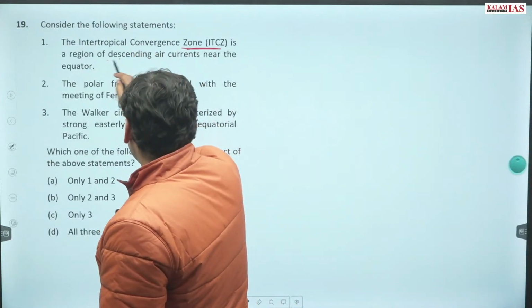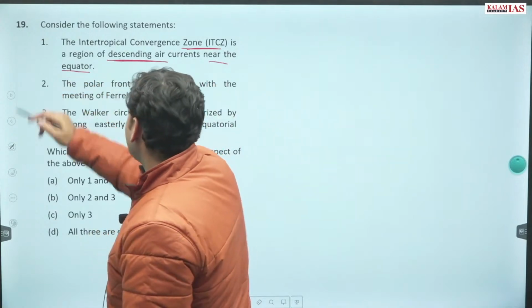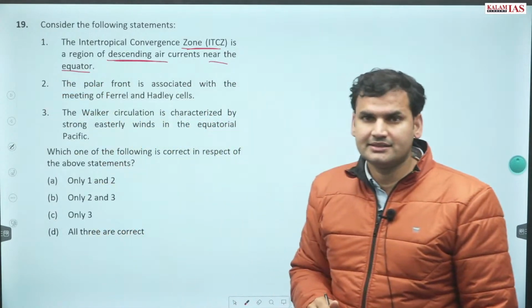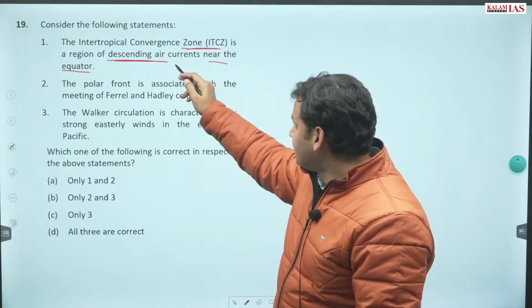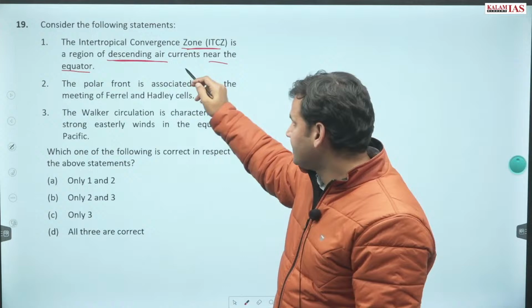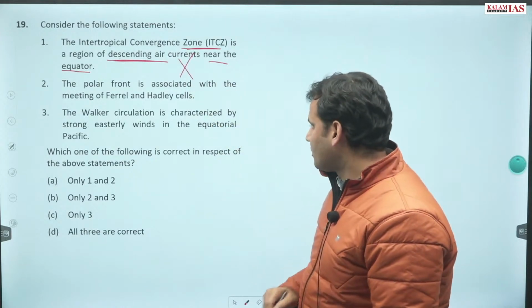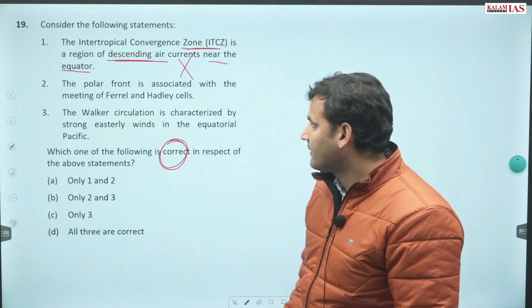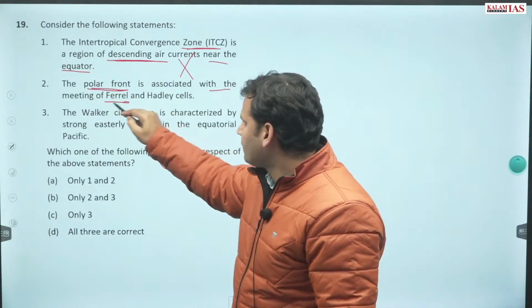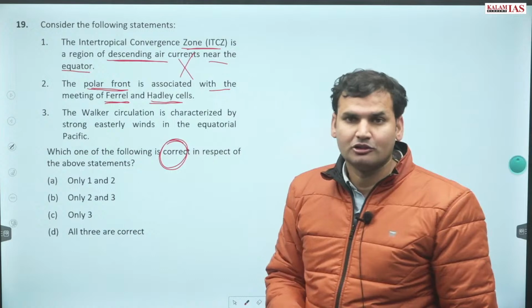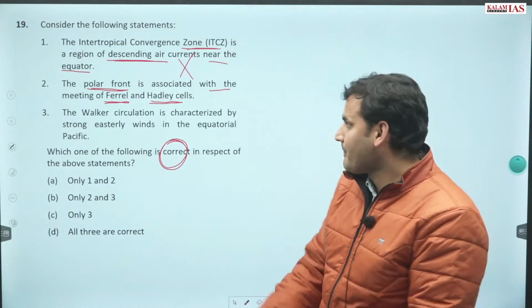ITCZ is a region of descending air currents near the equator. ITCZ, where there is convergence, there are not descending air currents; rather, there is ascending air currents. This is wrong. Second, polar front is associated with meeting of Ferrel and Hadley cell. There is no relation at all, right?